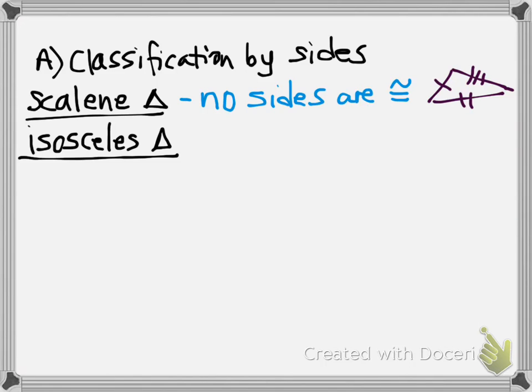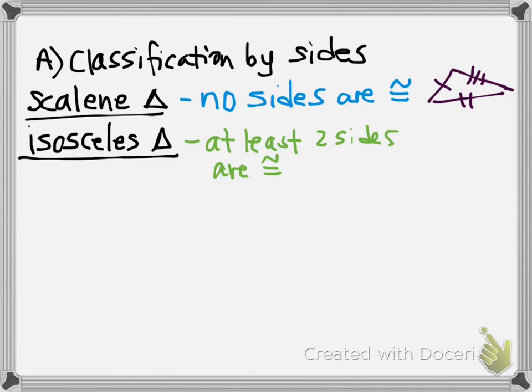Only two sides are congruent. And I'm going to disagree with your response. That's the language I need to hear. At least two sides are congruent. Which means all three sides could be congruent and it still would be called isosceles.